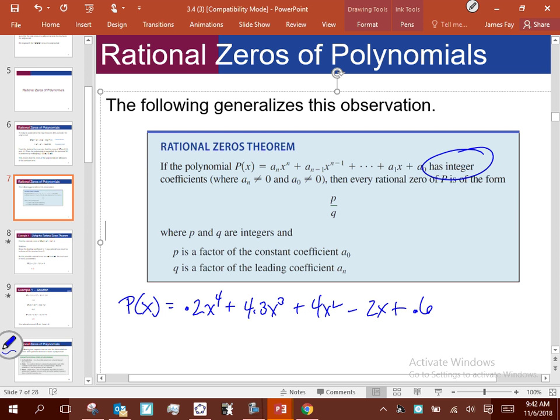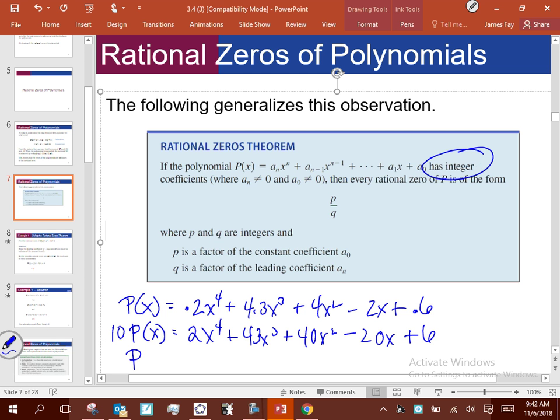What can I multiply everything by so that my decimals disappear? 10, right? Now I'm multiplying everything, so I'm multiplying both sides. And that would give me 2x to the 4th plus 43x cubed plus 40x squared minus 20x plus 6, right? Okay. Now, that 10 is important because it's 10p of x.